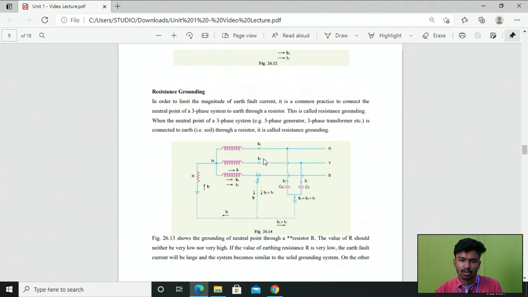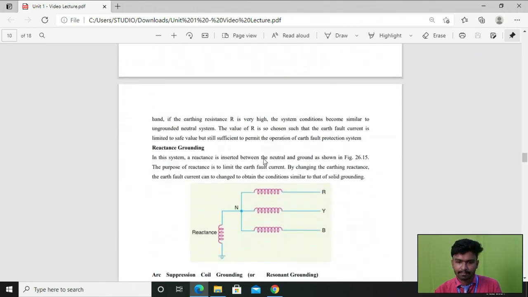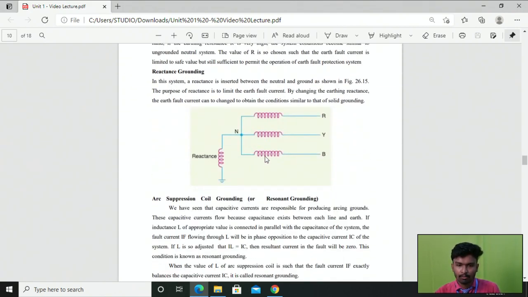So this is an operation of resistance grounding, right? And then the third one is reactance grounding. The difference between resistance grounding and reactance grounding is a single difference: in reactance grounding, reactance is inserted between the neutral and the ground, right?